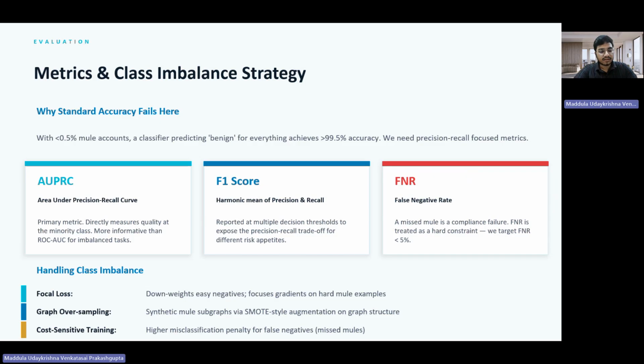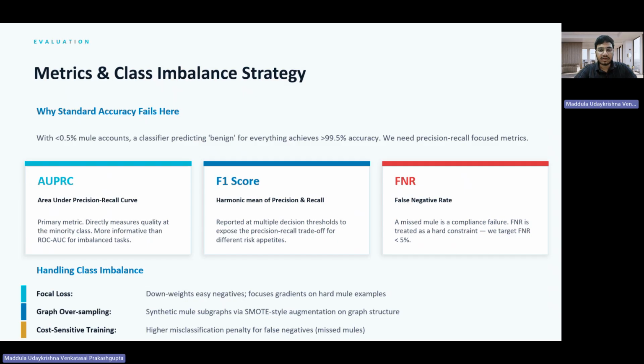As we have seen, the data set has a very high class imbalance. We can handle this class imbalance using focal loss. It downweights easy negatives and focuses gradients on hard mule examples. Graph oversampling synthesizes mule subgraphs via SMOTE-style augmentation on graph structure. Cost-sensitive training applies a higher misclassification penalty for false negatives.